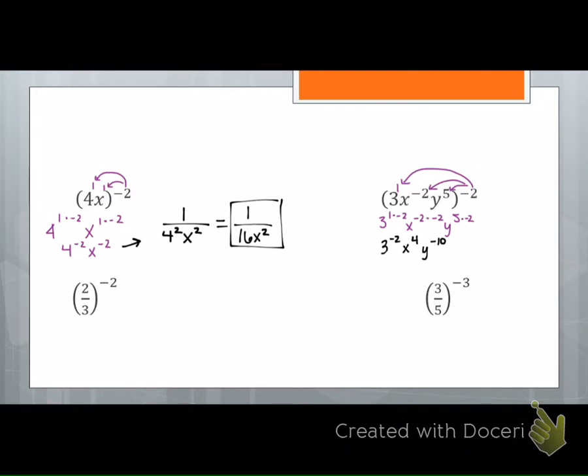What does that mean it's going to do here? Okay, what's going to stay in the numerator for this one? The x to the 4th is the only thing in the numerator. What's in the denominator? 3 to the second and y to the 10th. Perfect. So what's 3 squared? 9. So we have x to the 4th over 9y to the 10th.